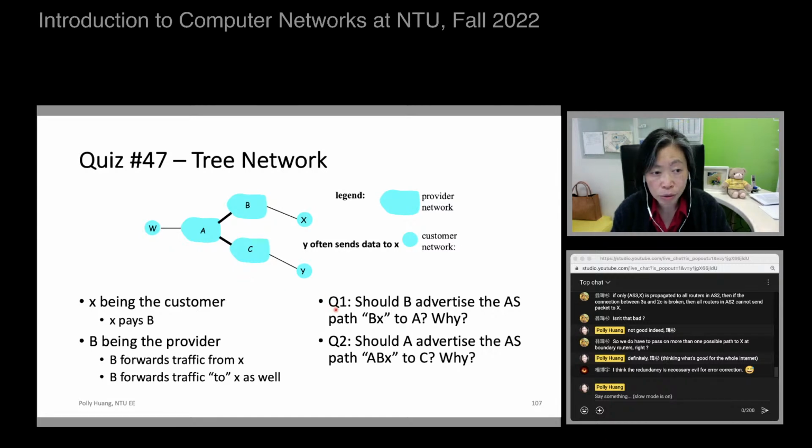Let me ask you, Q1: should B advertise the AS path BX to A, and why? Q2: should A advertise the AS path? If BX is advertised to A, A can then advertise ABX further, right? So that needs to go to W for sure. Should it be sent to C, and why? Pick your solution and justify. You have only 2 minutes for this quiz. Okay, counting.